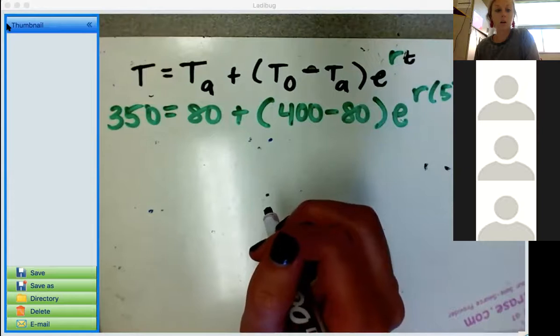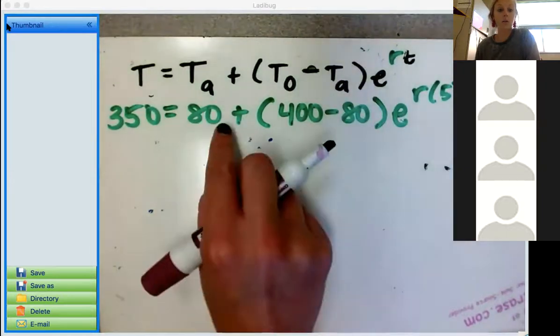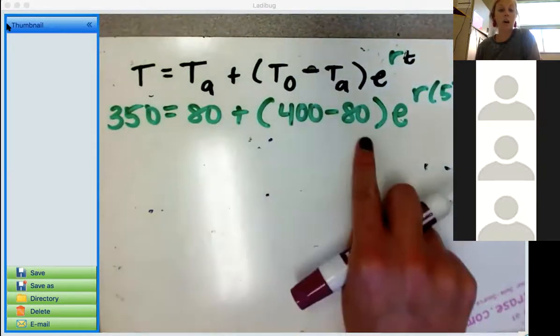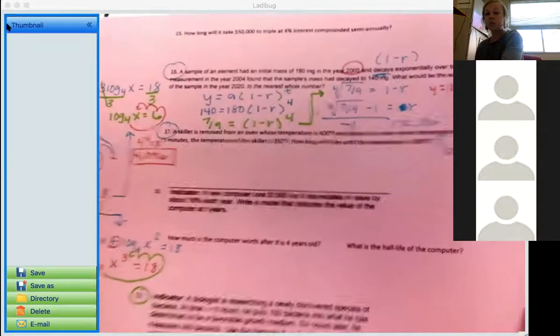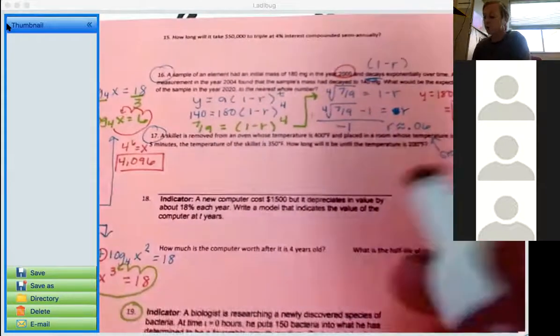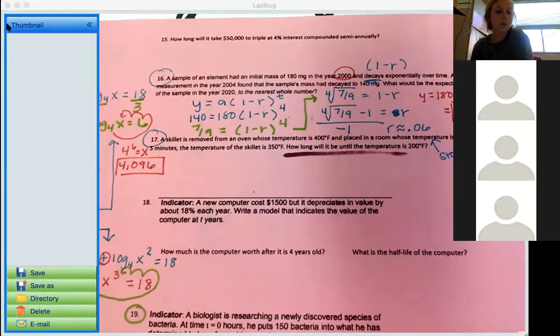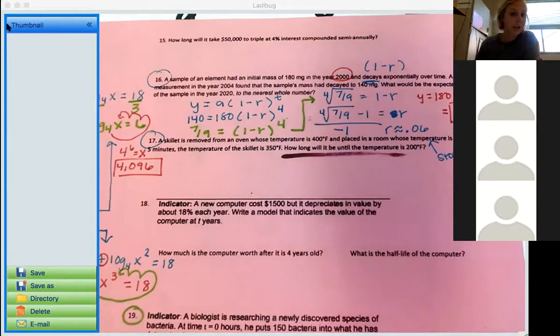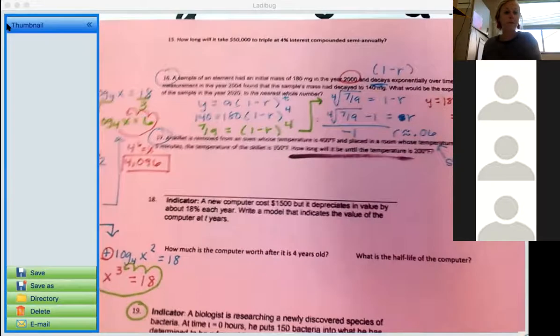Yeah, go ahead. Okay. I wanted to make sure y'all were okay with how I plugged it in. If you're looking at the problem and they don't give you a rate, a lot of you tried to skip to this step. You don't know how long it's going to be until the temperature is 200 degrees because you don't know what the decay rate is. You don't know what the cooling rate is. So you have to find the rate first, okay?